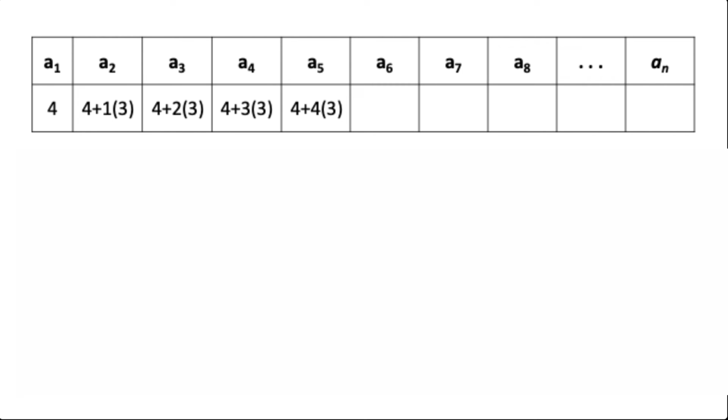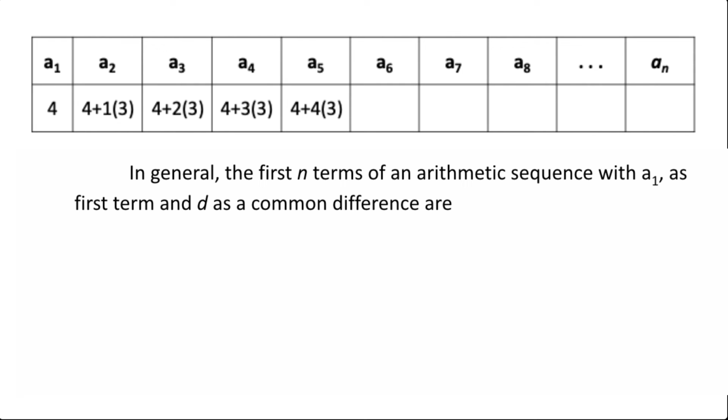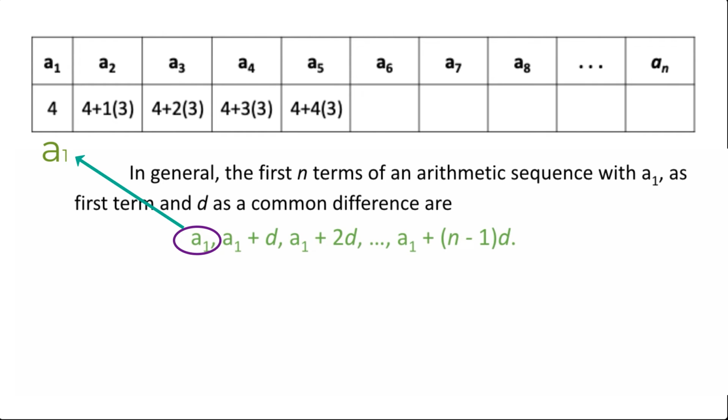In general, the first n terms of the arithmetic sequence with a sub 1 as first term and d as a common difference are a1. In our table, this is our a1, which is our first term. Then, we have a sub 1 plus d, which is our second term. A sub 1, which is 4, plus our common difference of 3, that is why it is 7. Then followed by a sub 1 plus 2d.